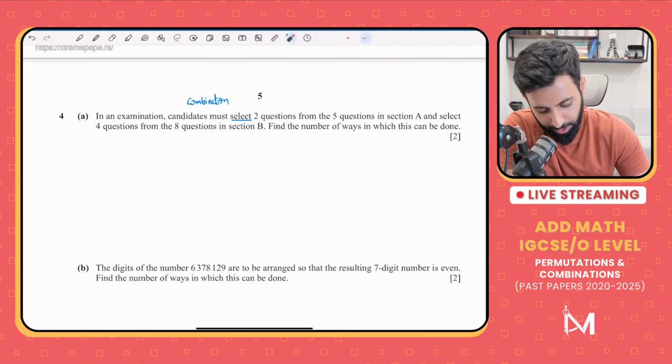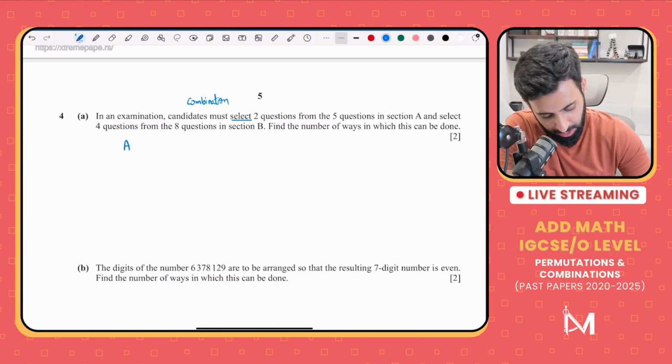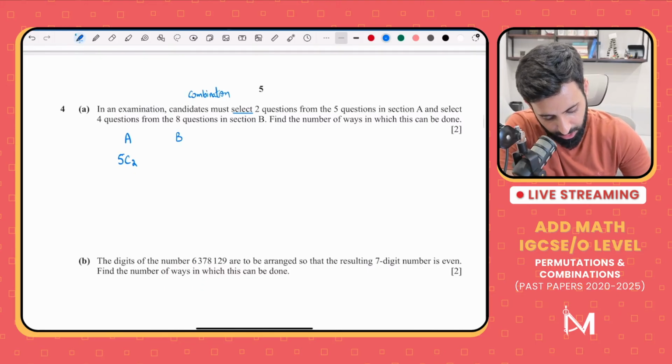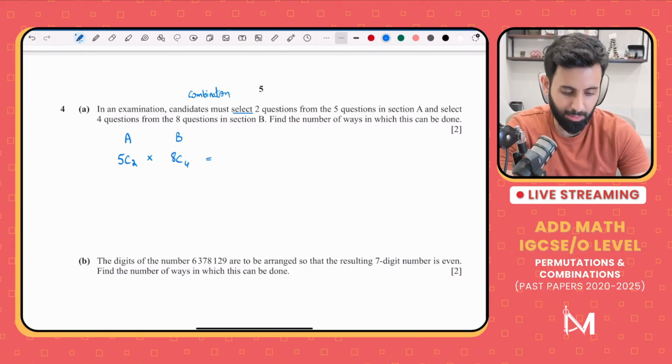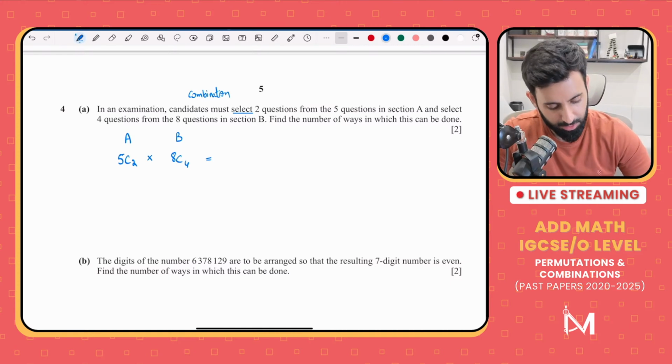Simple as that. So as far as section A is concerned, there are 5 questions of which candidates have to select 2. And when it comes to section B, there are 8 questions to select from and they have to select 4. Now, these are 2 different tasks and we are doing them all at once. So that means we'll multiply. When it's the same task, which can be done different ways, we add. So 5C2 into 8C4, what's that equal to? That's equal to 700. Simple.